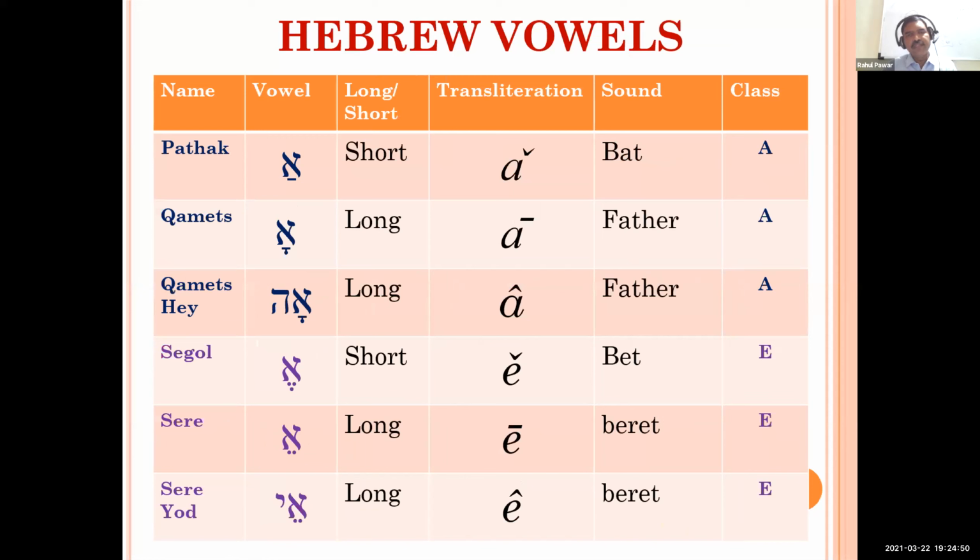What you have to practice is writing, practicing with names. You have to learn what is Pathak. Look at the vowel under Aleph, how this Pathak is written. Write it in a notebook 4-5 times. Then write Komets. Pathak gives A sound, short vowel. Komets gives A sound, long vowel. Segol, E sound. Sere, E sound, long vowel. And Sere Yod is the further long sound.